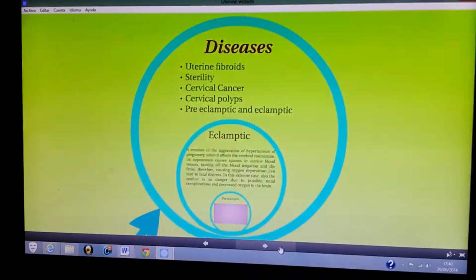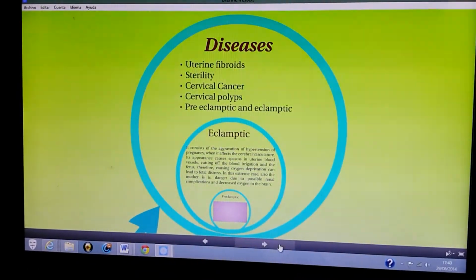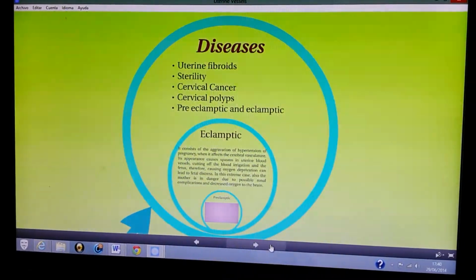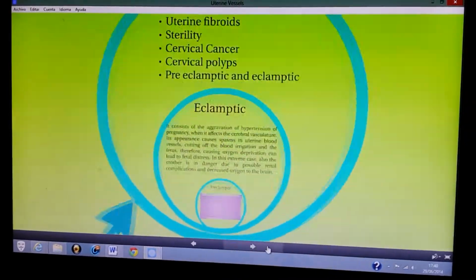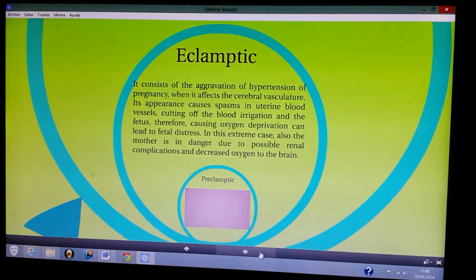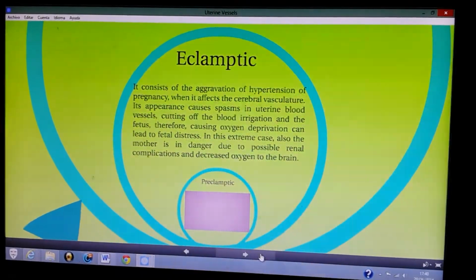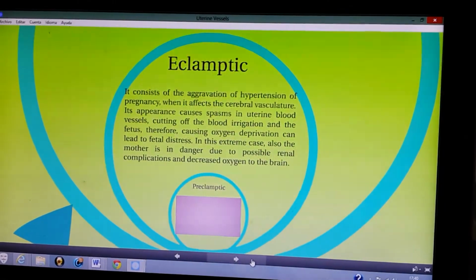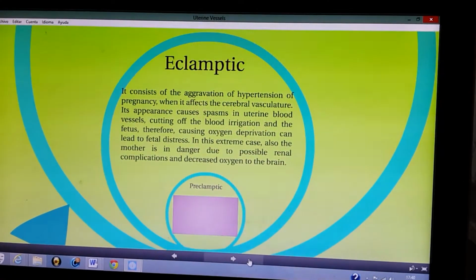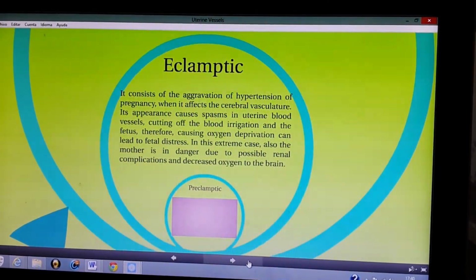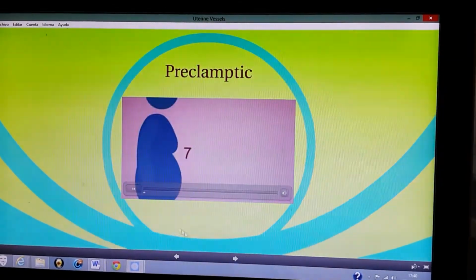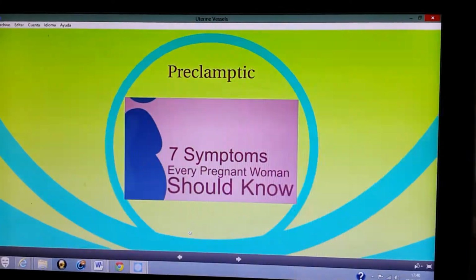Diseases: uterine fibroids, sterility, cervical cancer, cervical polyps, preeclampsia, and eclampsia. Eclampsia consists of the aggravation of hypertension of pregnancy when it affects the cerebral vasculature. Preeclampsia: 7 symptoms every pregnant woman should know.